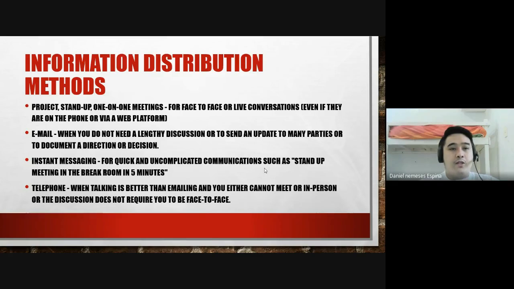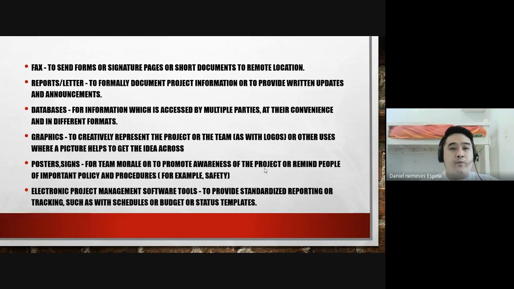Fax, okay, so fax machines. It is used to send forms or signature pages or short documents to remote locations. Especially nowadays, if your signatories are far away, you can send the fax, and then they send it back. Then reports or letters, to formally document project information or to provide written updates and announcements.